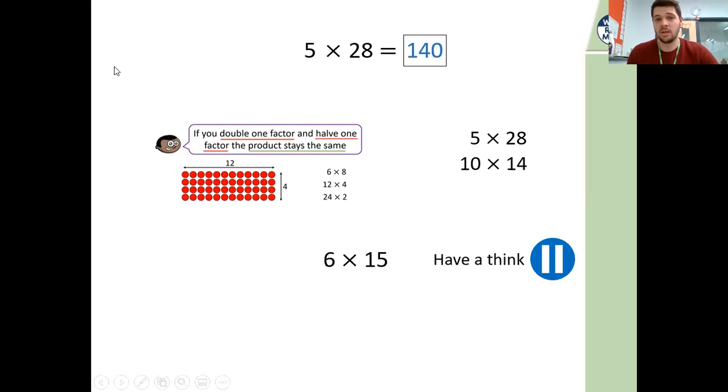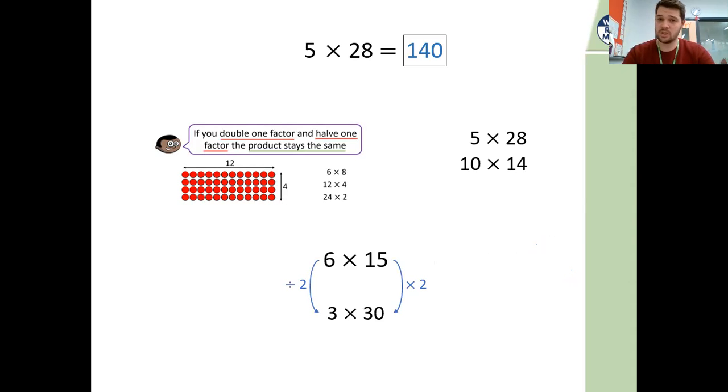We could do double 5 is 10 and half of 28 is 14. 10 times 14 is 140. A lot easier than 5 times 28. All about those related facts. Same again for 6 times 15. We could double 15 to give us 30. And we could halve 6 to give us 3. And now we have 3 times 30.